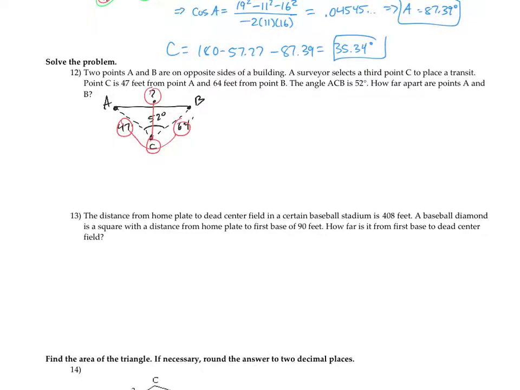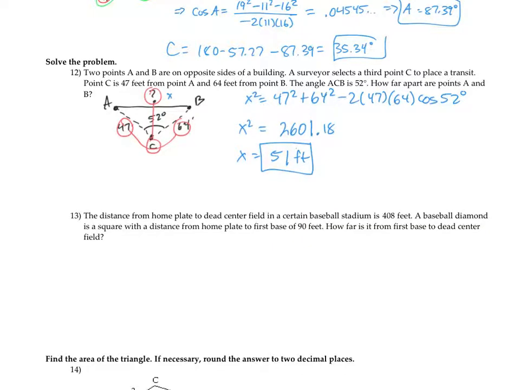Because we can then set up the equation. Let's call that x. We know that x squared would be 47 squared plus 64 squared minus 2 times 47 times 64 times cosine of the angle between them, 52 degrees. Okay, throw that in the calculator. So x squared is 2,601.18. Take the square root of that, and I get 51.00, or 51 feet. That's how far apart A and B would have to be.